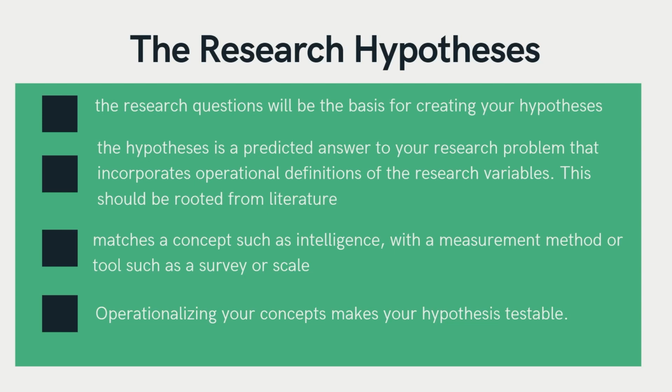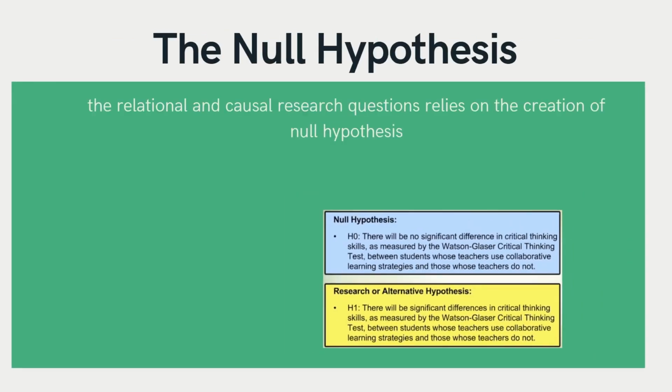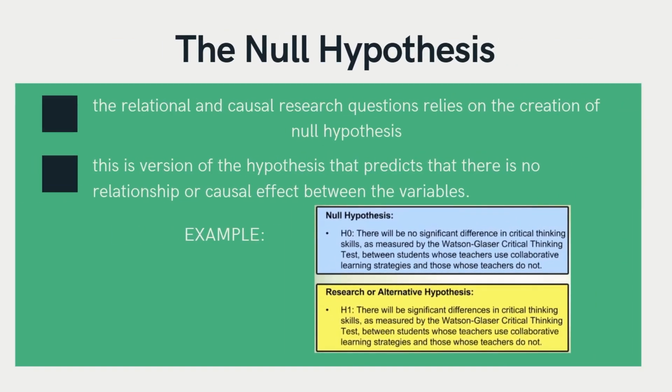When you say hypothesis, that's the reason why we need to create one. And in the act of creating your hypothesis, it should be clear that the variables you are measuring are now operationalized. So we'll now talk about the null hypothesis. The null hypothesis is very important because it assumes that there is no direct relationship between the variables that we have. The relational and the causal research question relies on the creation of the null hypothesis. So every time we do a relational or causal research question, we create what you call a null hypothesis.